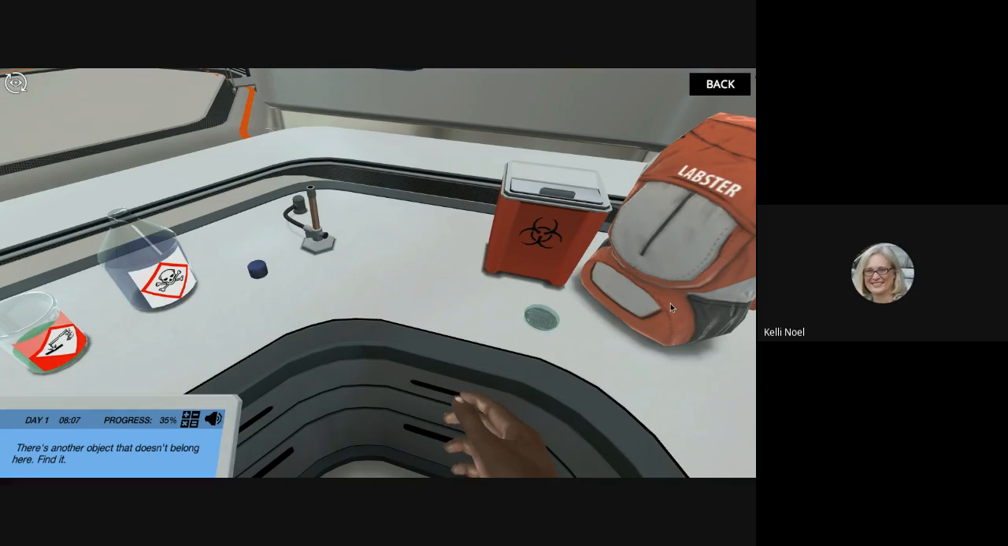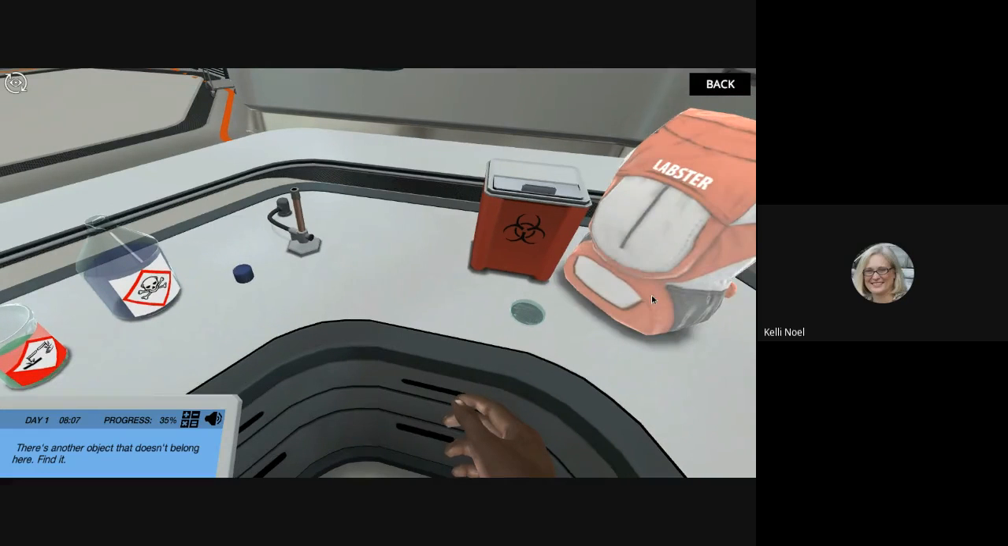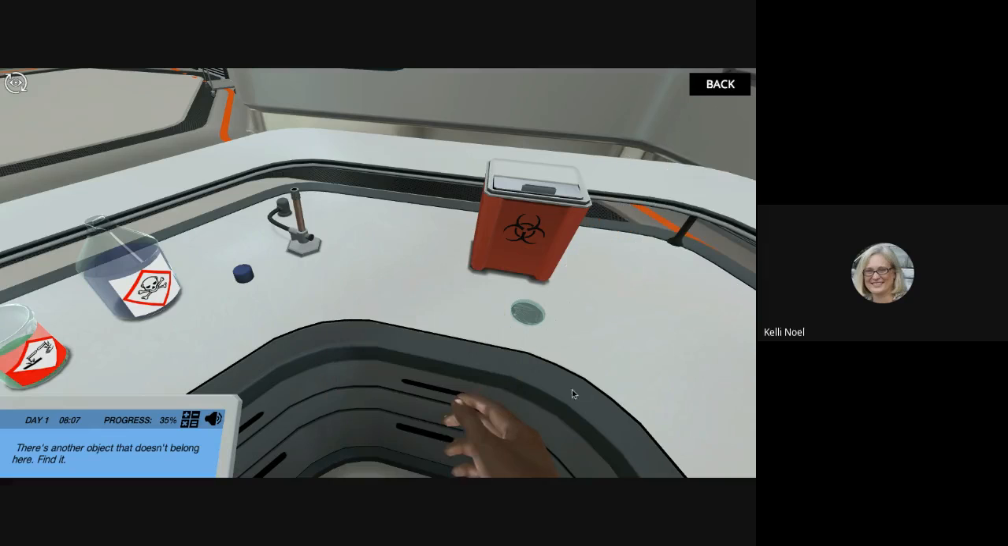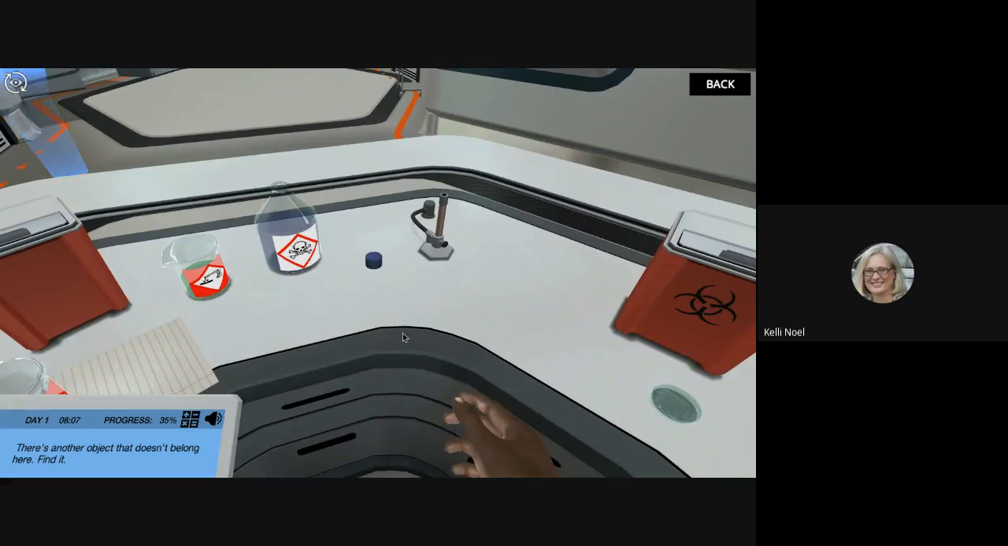There's another object that doesn't belong here. Find it. This one. Exactly. Personal equipment is not supposed to be placed on workbench surfaces. Could you imagine what would happen if this backpack caught fire?